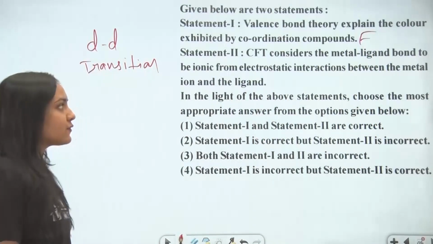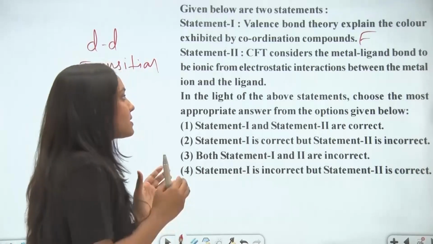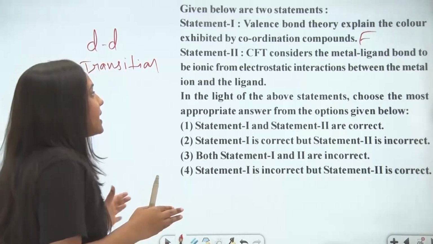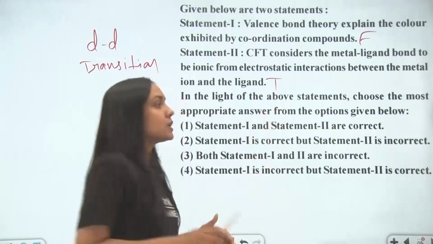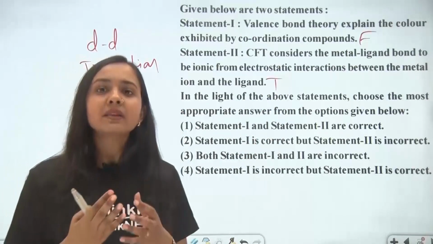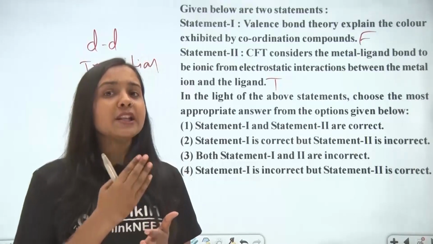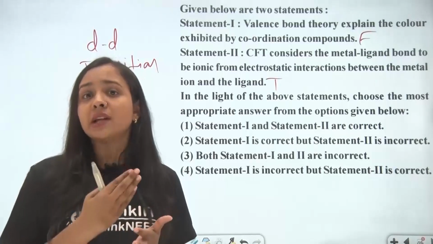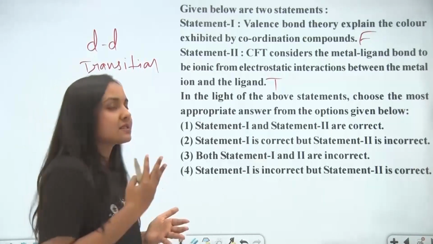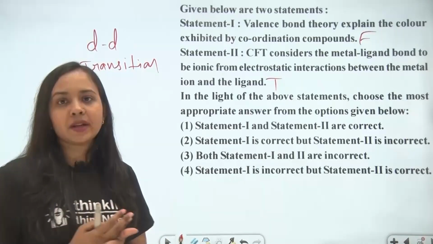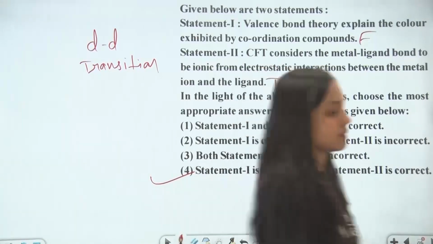Statement 2. CFT considers the metal ligand bond to be ionic, arising from electrostatic interactions between the metal ion and the ligand. Second statement is true. Crystal field theory basically explains the formation of complex by electrostatic attraction between metal and ligand, right? So first statement is incorrect, but second statement is correct. Option 4 is the correct answer. Thank you.